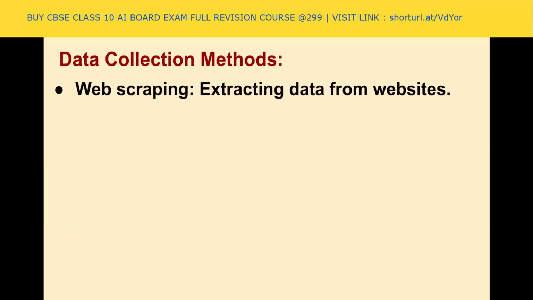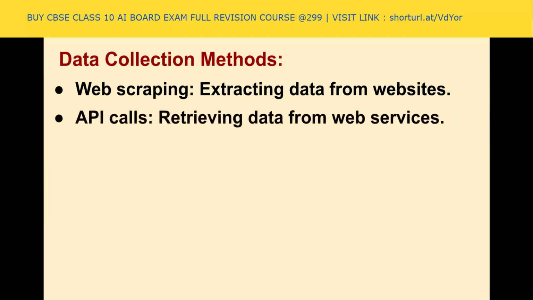Now, what are the different data collection methods? Now, you know the data sources, but we need to get the data from those sources. So one of the first methods is web scraping. Web scraping is getting the data from websites. It can be done manually, or it can be done programmatically using a program. So this is one way.